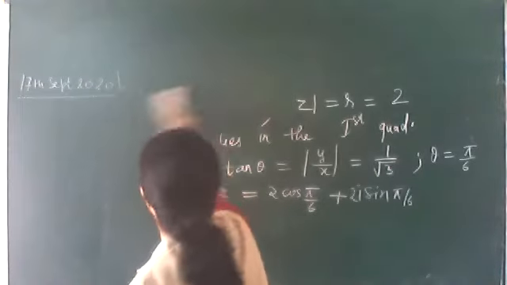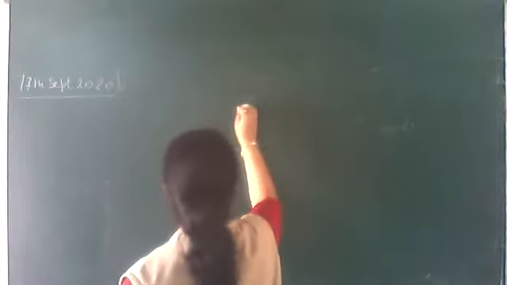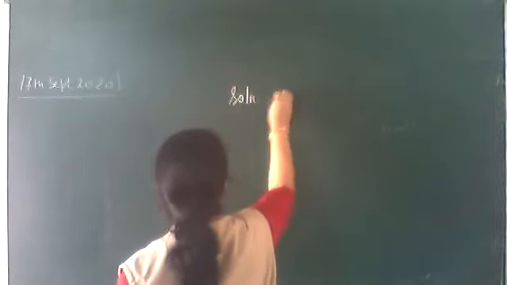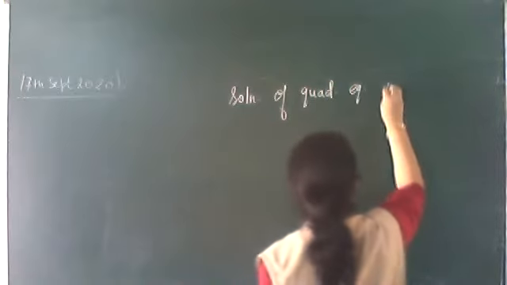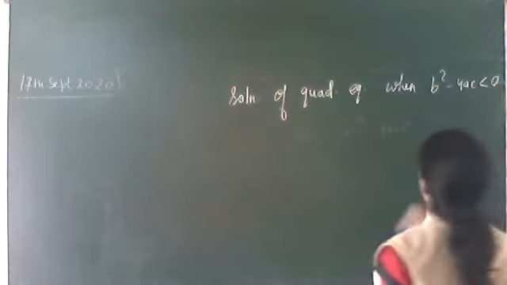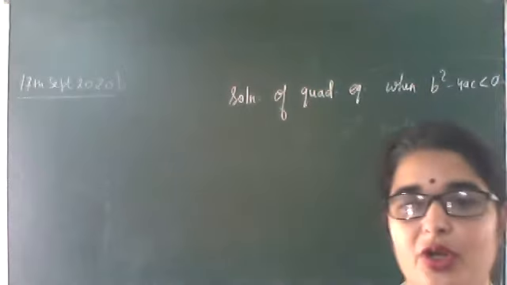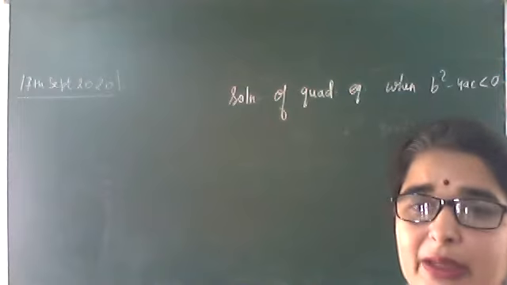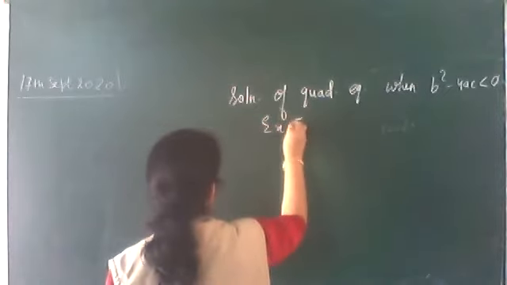Your next topic is solving a quadratic equation when b square minus 4ac is less than 0. Solution of a quadratic equation when b square minus 4ac is less than 0. That means inside the root what will come? Till now you have calculated the real roots of a quadratic equation. Now we'll calculate the complex roots. So come to the exercise, because there is nothing in it.